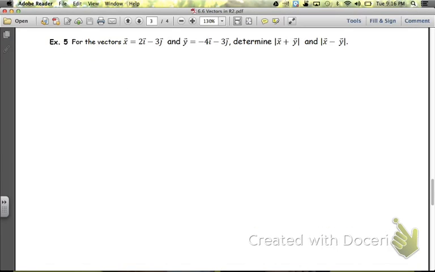So in our next example, for the vectors x, which is equal to 2i minus 3j, and our vector y, which is equal to -4i minus 3j, we want to determine the magnitude of x plus y and the magnitude of x minus y. So our first step is to find our x plus y. To do that, we're just going to add our x and our y together by collecting our like terms since they are unit vectors.